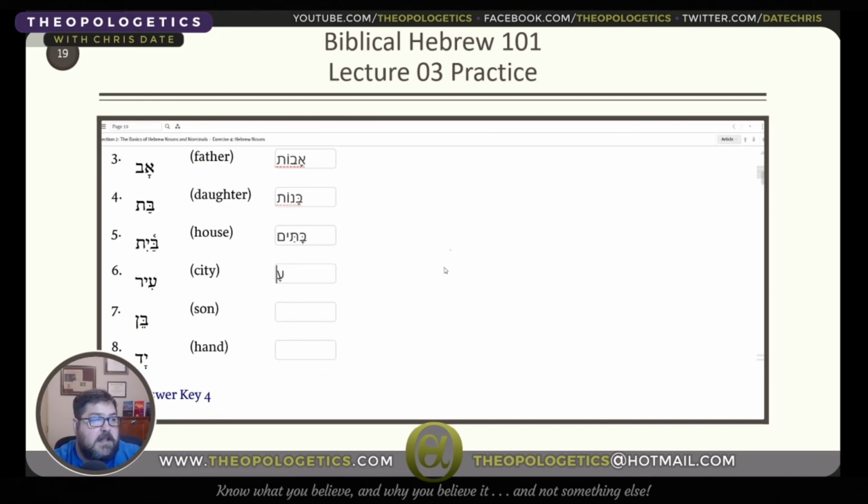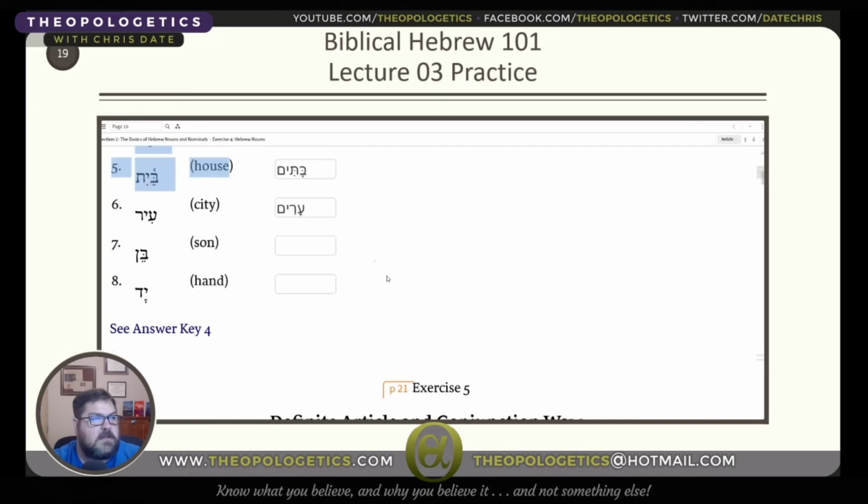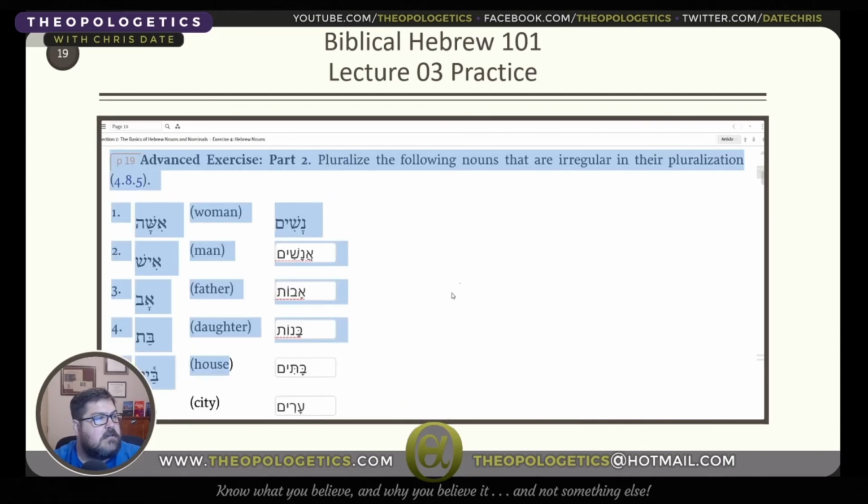This, I think, becomes arim. That was in your vocabulary, so I'm not going to go look it up. You can look it up yourself. Arim. Son, bane. So this is irregular because instead of taking a masculine plural characteristic ending, it takes a feminine plural characteristic ending. So bane, I think, becomes banot? But wasn't that what we said daughter was?